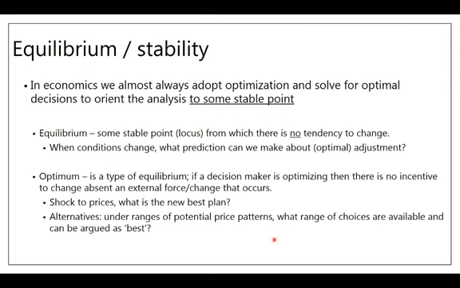And that lets us think about, there's a shock to prices or a change to prices. How is this firm going to come up with a new best plan? Or think about alternatives. Under many different potential price patterns, what range of choices should be considered and can be argued as best under those? And obviously, the second question here is where we get things like the supply curve from. Tell me all the possible prices and I'll tell you what the best output level will be. And sitting underneath that is an optimization problem.